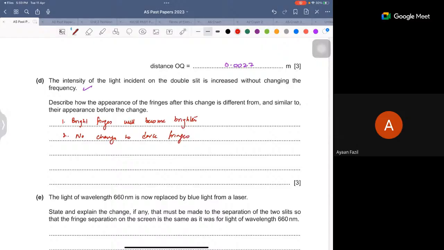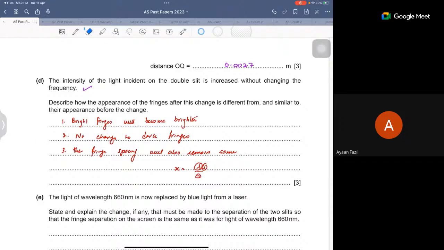Then it also said without changing frequency, so there is no change in frequency. It means wavelength is also the same, which means that the fringe spacing will also remain the same, because x equals lambda D over a. D is the same, a is the same. If this is the same, this will also be the same.